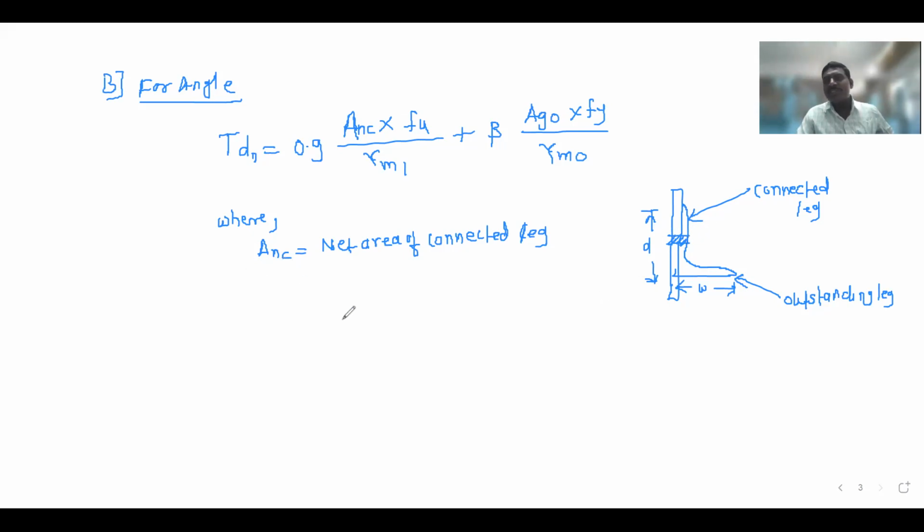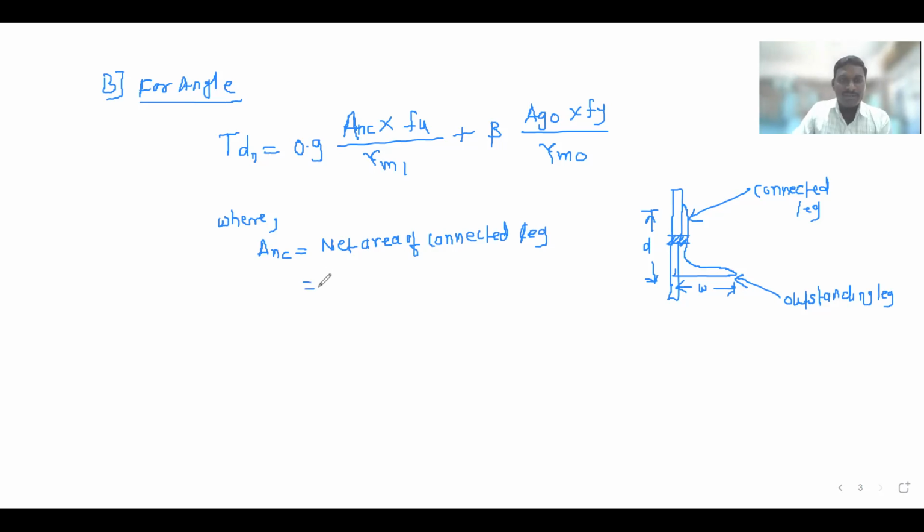When is there a net area? When there is a bolt hole, then there is a net area. Note this. When we are providing or making a hole in the member, in that case we calculate the net area. What do we do in net area? We subtract the area of the hole made for the bolt while calculating the strength.